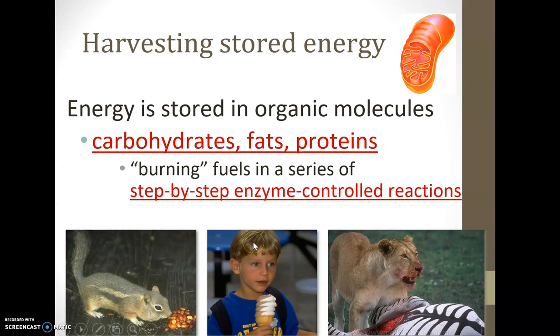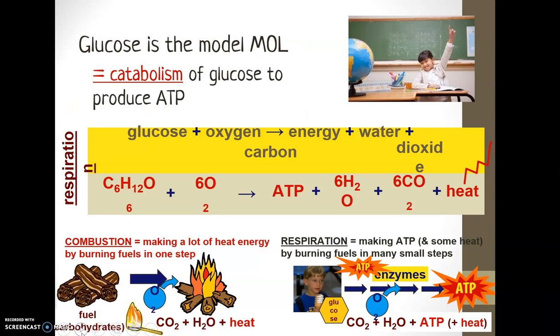We go through different enzyme-controlled reactions to help break those molecules down so that way we can get our energy from it. So before we get started here, I'm going to end here.